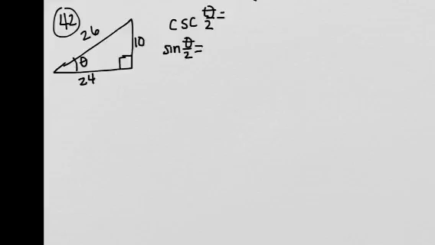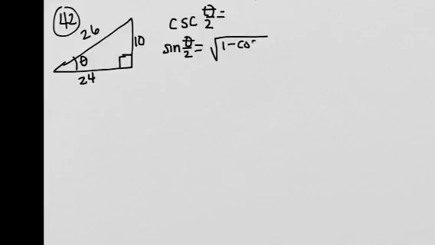So in order to find cosecant theta over 2, I'm going to use sine of theta over 2. So again, since this is our triangle, all values are positive, so I'm not going to worry about the plus or minus. So I'm just going to write square root of 1 minus cosine theta over 2. So then 1 minus cosine, where cosine is adjacent over hypotenuse, so I'm going to do 24 over 26 divided by 2. So then this gives me 2 over 26.